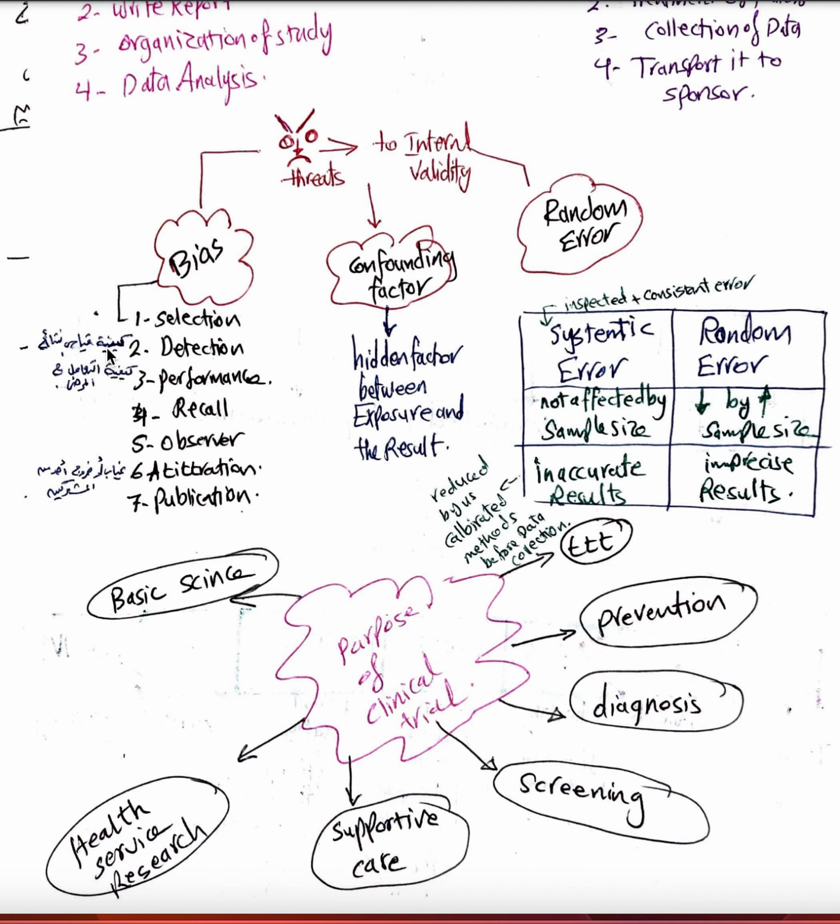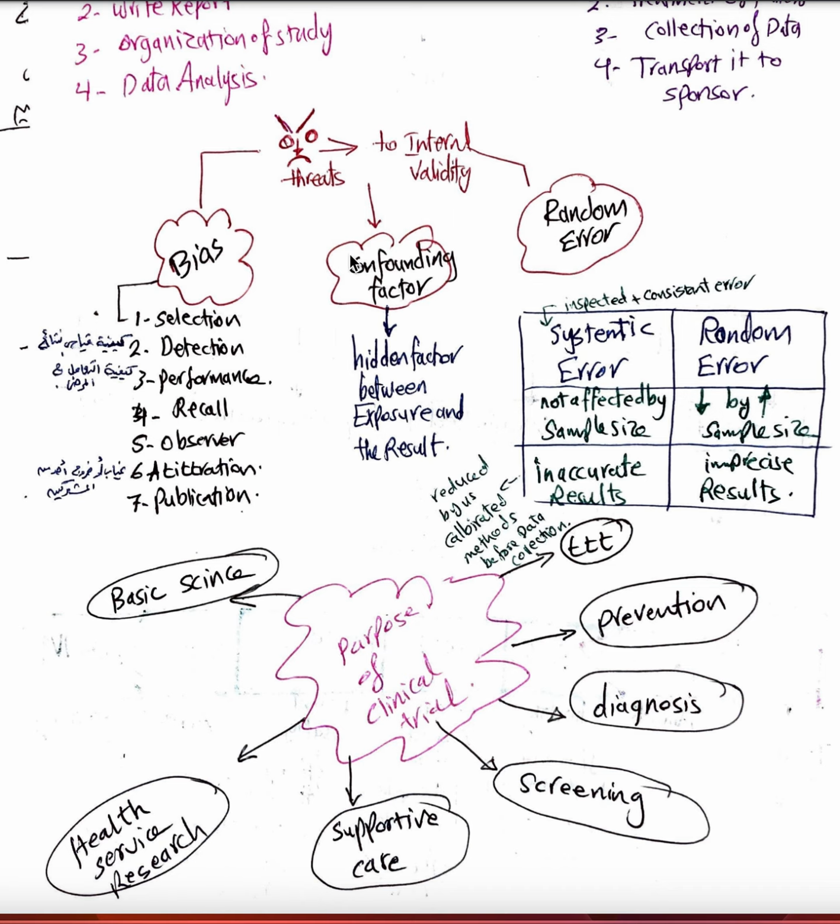These are so important because they are good and important questions. What are the types of the bias? So we have selection, detection, performance, publication, recall, observer, and attrition. All these are the types of the bias.